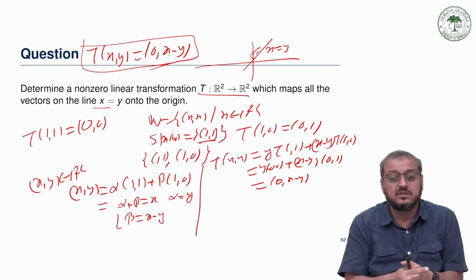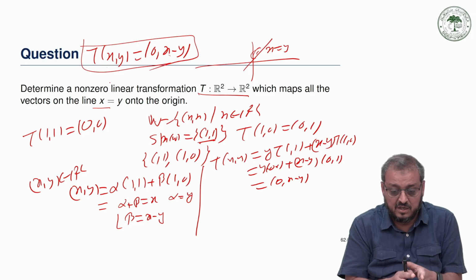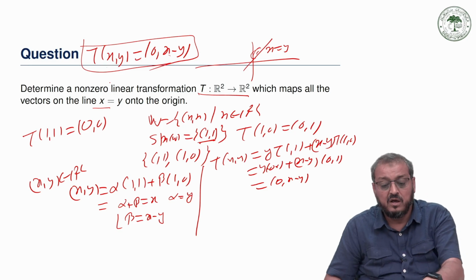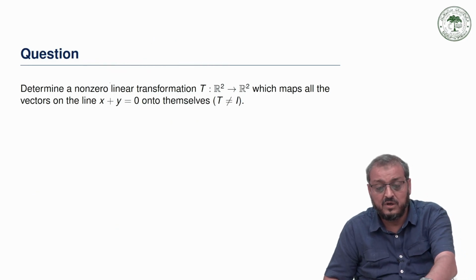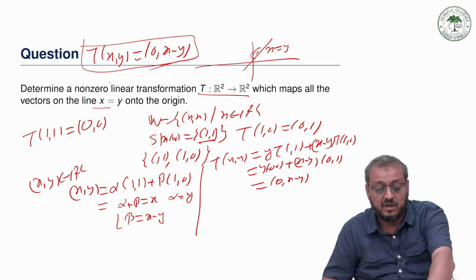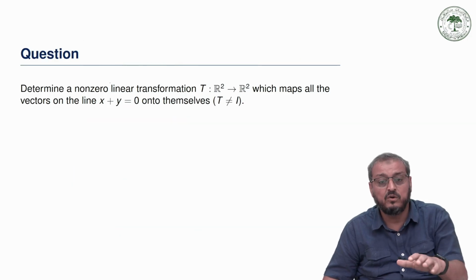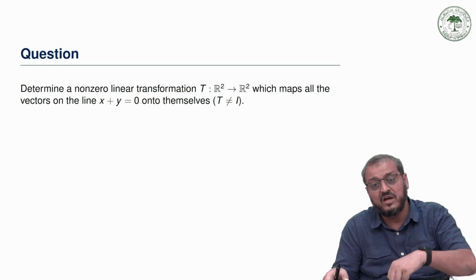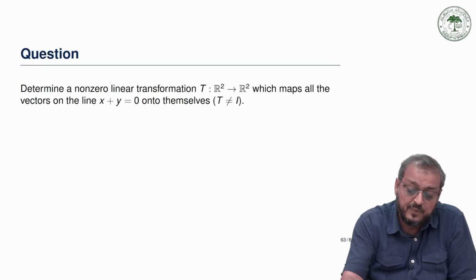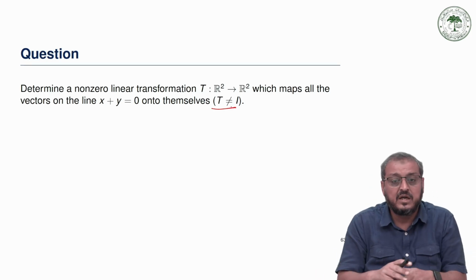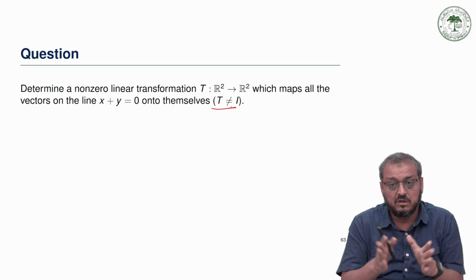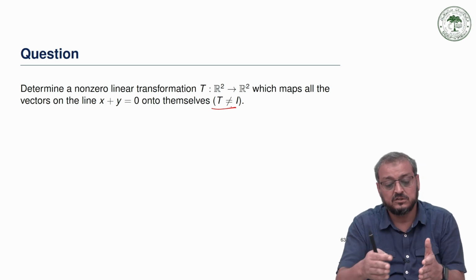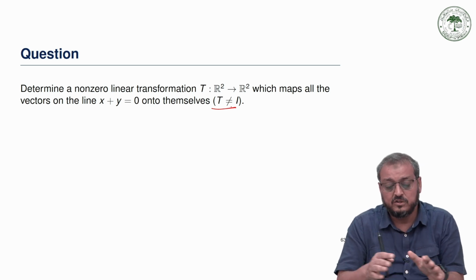Now I stop the lecture here, and I give you one example for your home assignment. It is the same problem, but in place of the line x = y, take x + y = 0, mapped onto itself, and the map T should not be the identity map. Thank you very much for this lecture. This is for your home assignment.